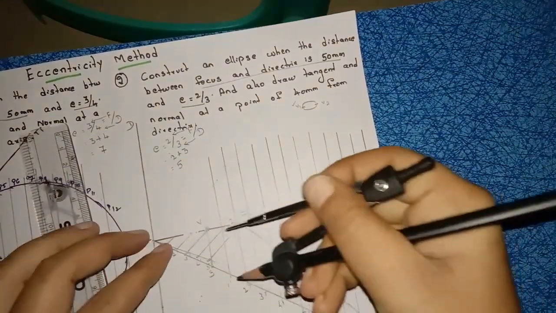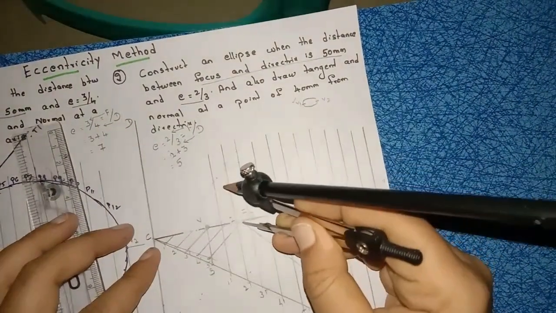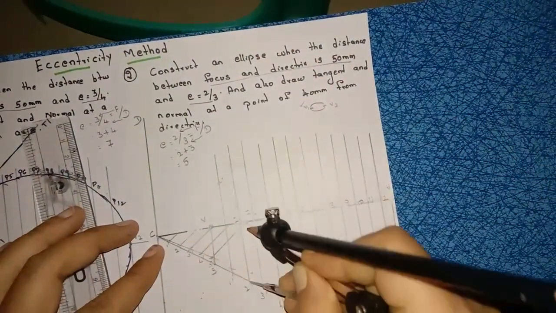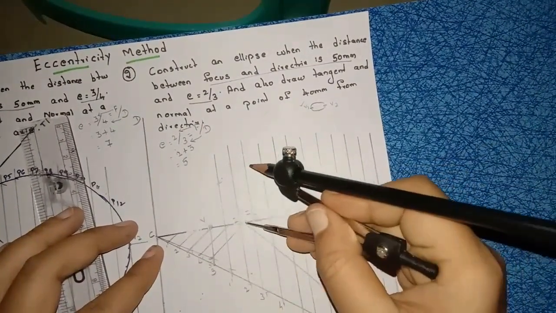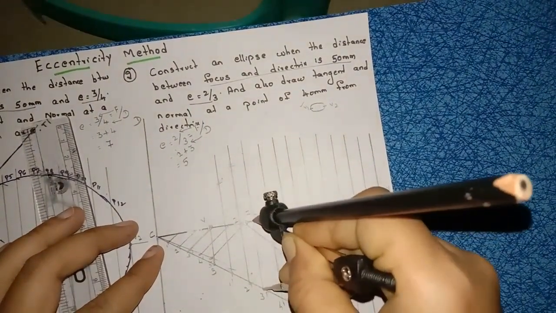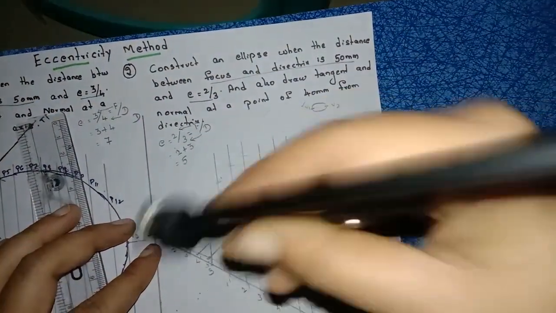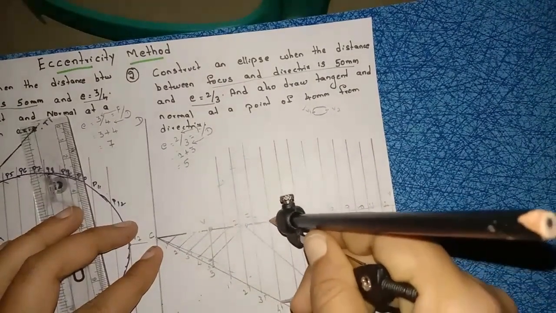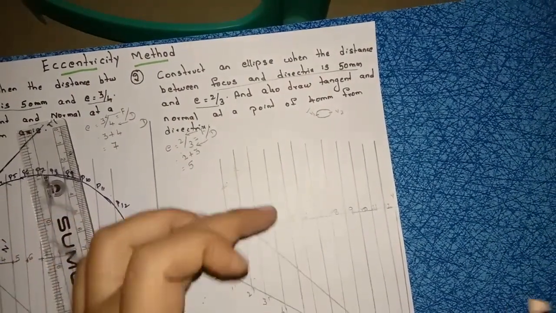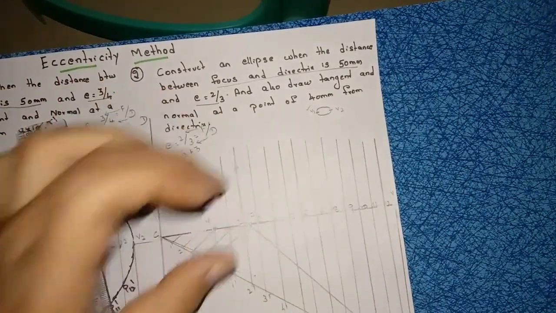What are the steps to construct the curve? 1 dash as radius, F as center, draw the arc above and below. 2 dash as radius, F as center, draw the arc above and below. Next 3 dash as radius, F as center, always F is the common point, above and below. Like that, same 4 dash as radius, F as center, draw the arc on the fourth line above and below. Right? Same 5 dash as radius, F as center, draw the arc above and below.